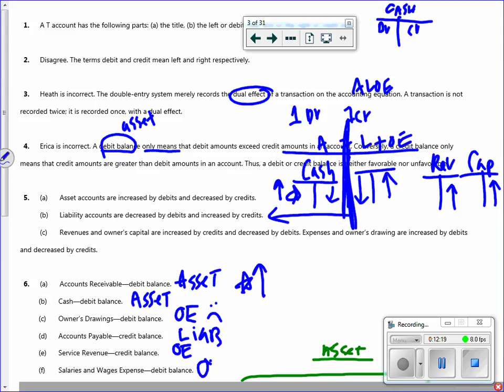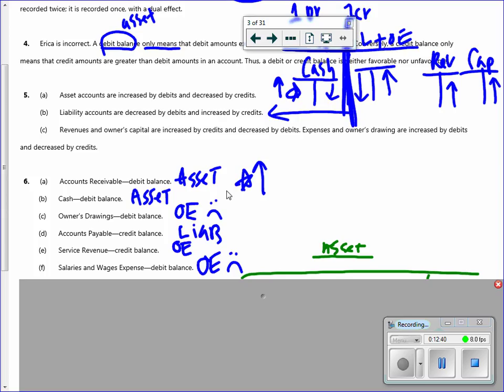Owner's drawing is actually an owner's equity account that's naughty. It takes away from the business when there's an expense. Think of it as asset's cousin. Owner's capital, I've got to scroll here. Owner's capital is an owner's equity account that does behave correctly.